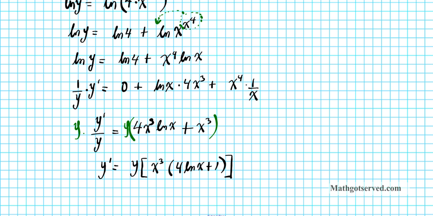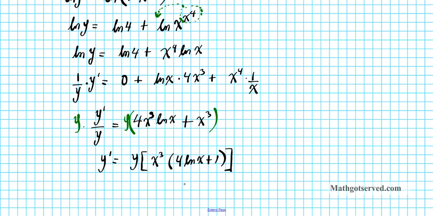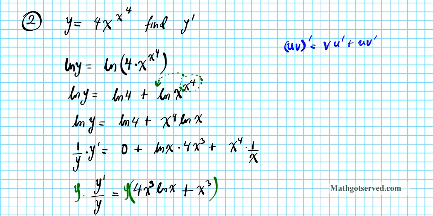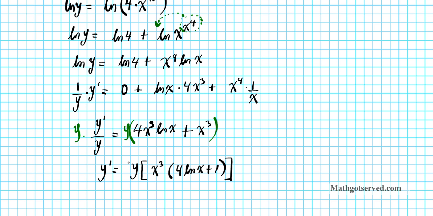Alright? Now let's see what we have here. What is the value of y? Let's go back to the original problem. y is 4x to the x to the fourth. So I can substitute that value back into this equation to generate my value for y prime. So y prime is going to become 4x to the x to the fourth times x to the third times 4 times the natural logarithm of x plus 1.